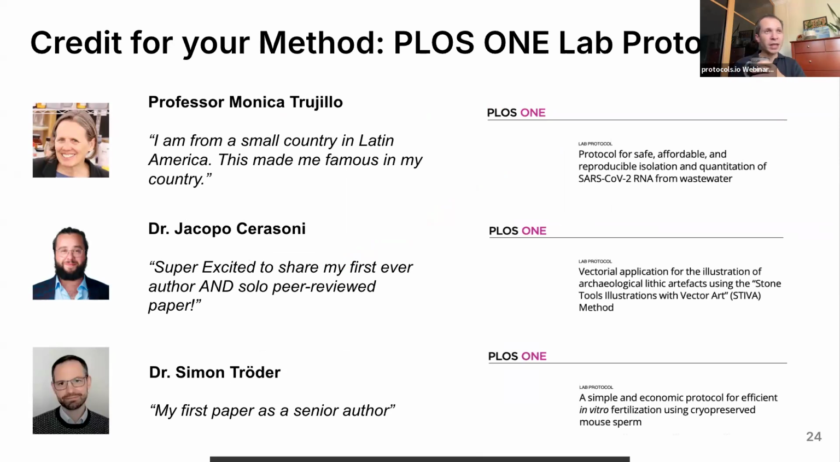These are some of the quotes from the researchers that have started on Protocols.io and then published a peer-reviewed version. These are the papers that they publish. I think there's over 100 papers since we started this publishing partnership with PLOS ONE not long ago. But in the example of these three, you can see here's a professor saying, I'm from a small country in Latin America. This made me famous in my country. That was a coronavirus related protocol.